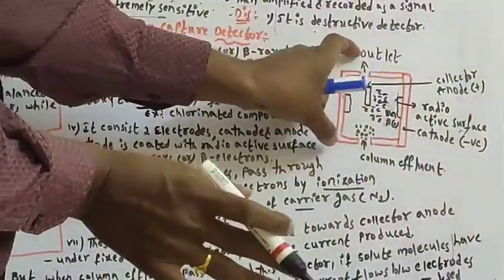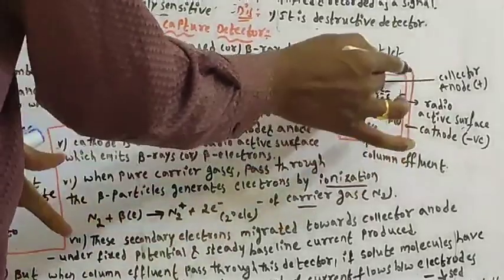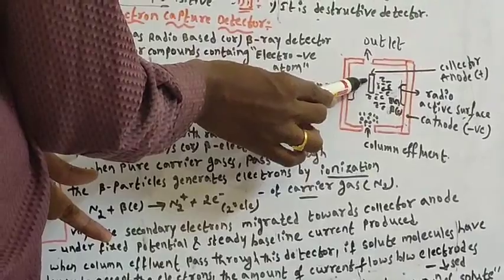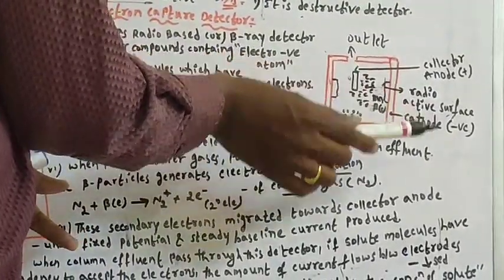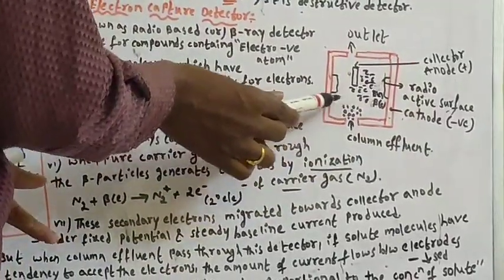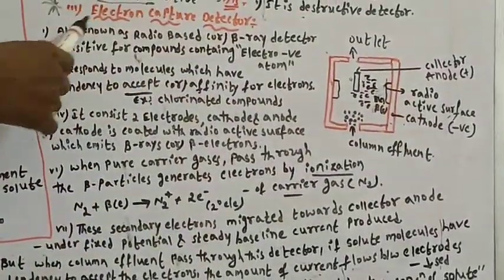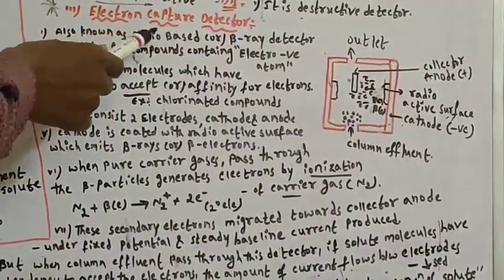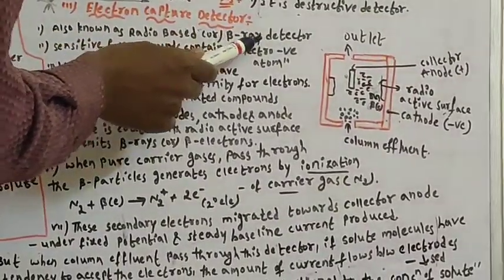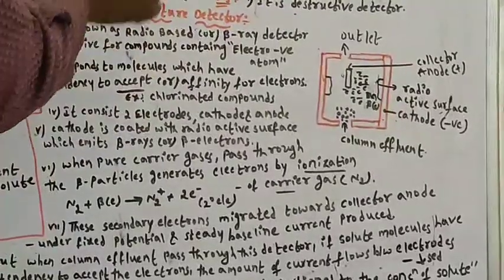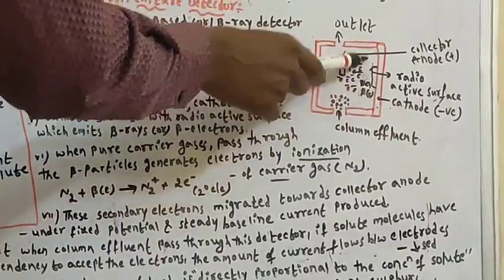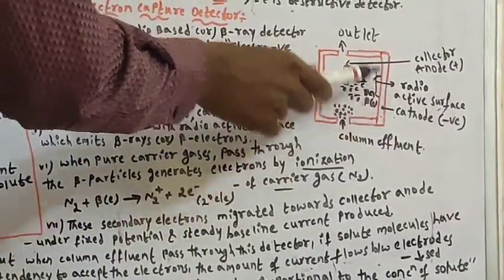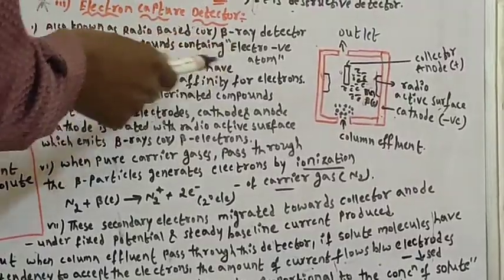Here this is the block diagram of the electron capture detector. This is the cathode, and you can see this is the collector anode. The cathode is made up of a radioactive surface. The column effluent will pass through this. The electron capture detector is also known as a radio based detector or beta ray detector. Why? This detector is made up of a radioactive element. The cathode is coated with a radioactive element. That's why it is called a radio based or beta ray detector.